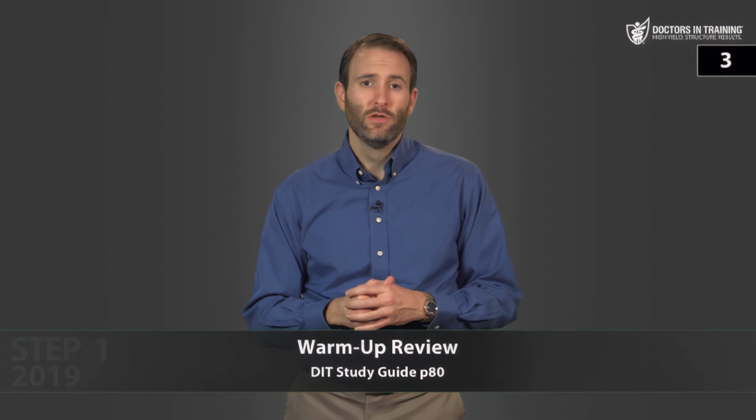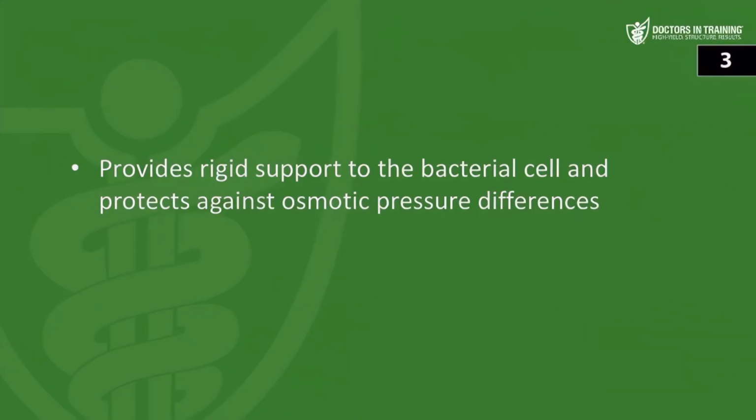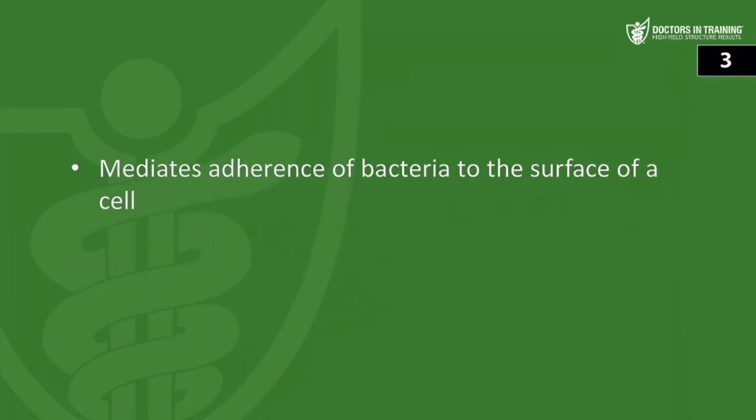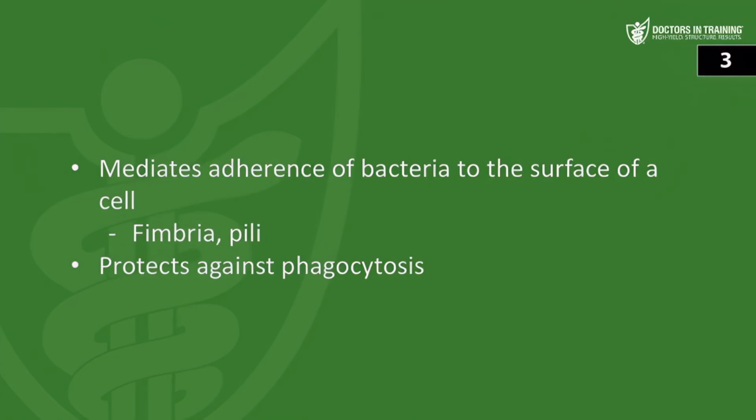Next question, what bacterial structure has the following function? First one here provides rigid support to the bacterial cell and protects against osmotic pressure differences. That's going to be the peptidoglycan layer. Space between the inner and outer cellular membrane in gram-negative bacteria is going to be the periplasm. Mediates adherence of bacteria to the surface of a cell, that's going to be the fimbria or the pili. And then protects against phagocytosis is going to be the capsule.